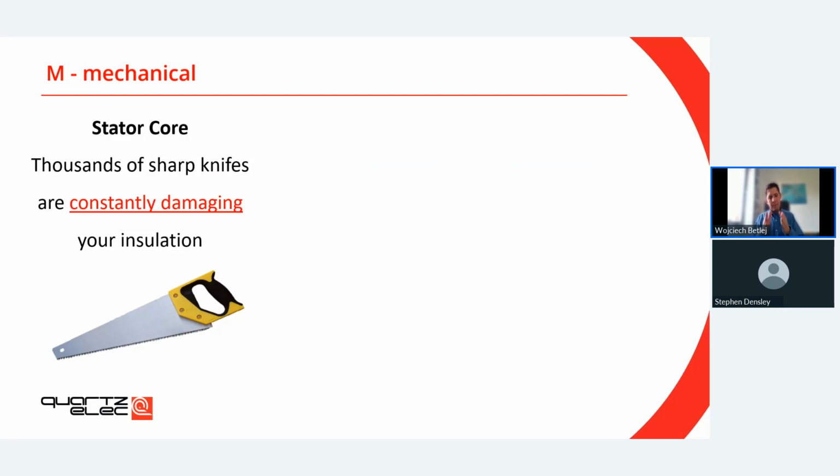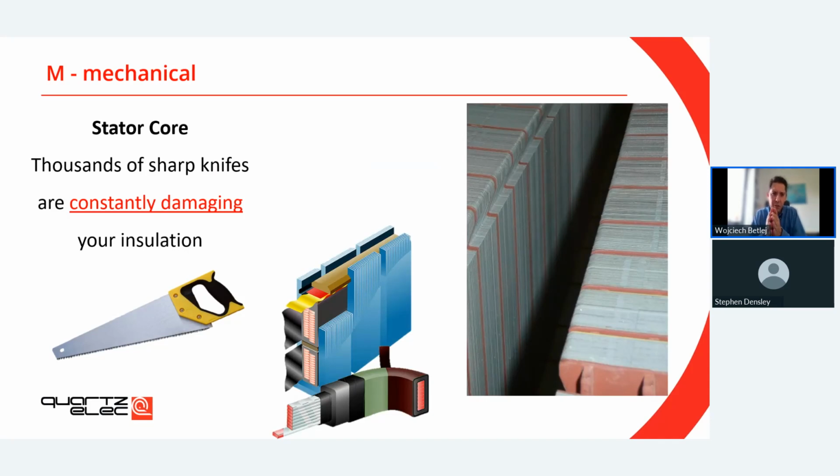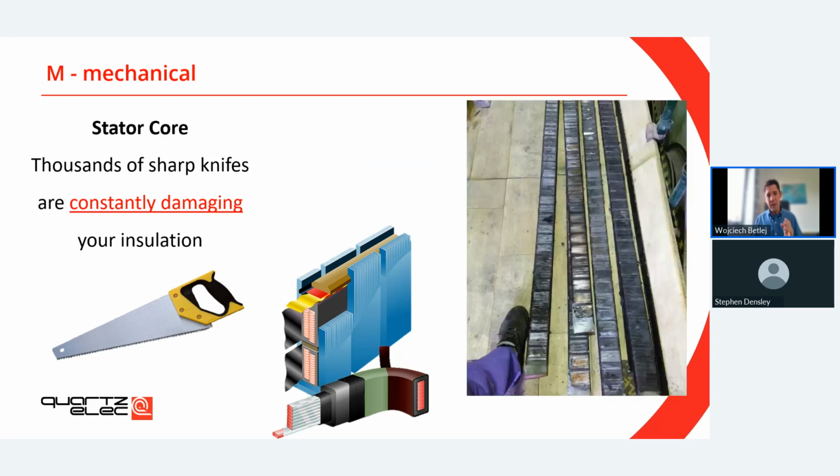Now, these stator bars will vibrate against the stator core. And we say that the stator core is nothing more than thousands of sharp knives that are constantly damaging your insulation. This picture shows the slot section with the stator bars removed. And although when we manufacture the stator core, we try to make this surface as flat as possible, it's never perfect. What it means is that if your stator bar is moving against that rough surface, this is what you get.